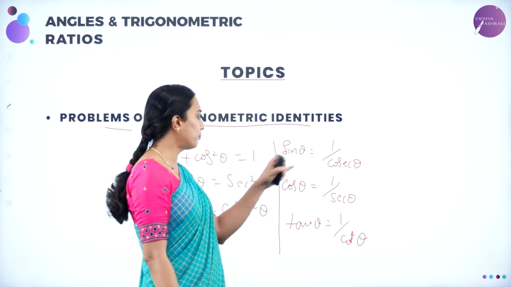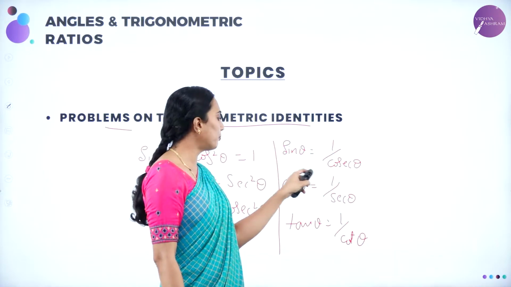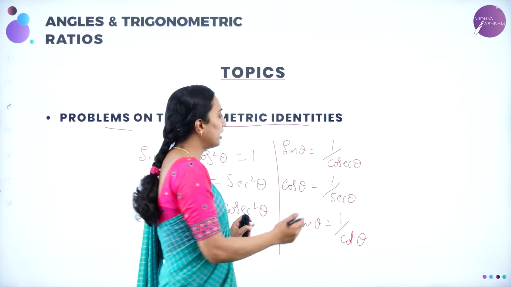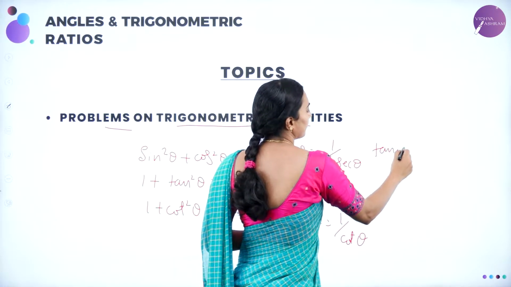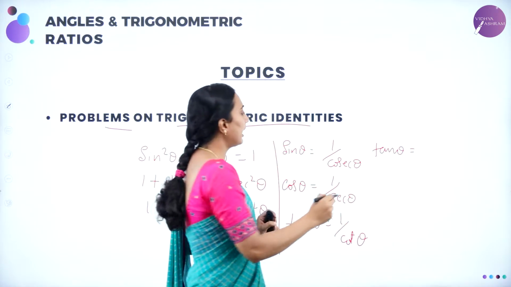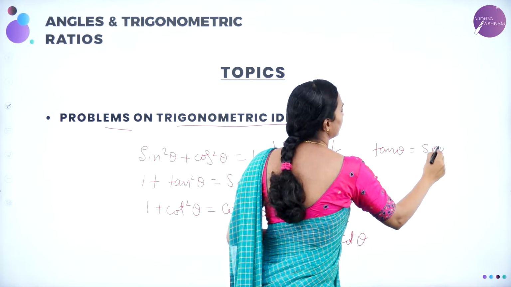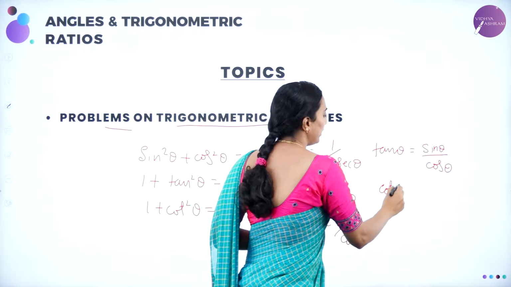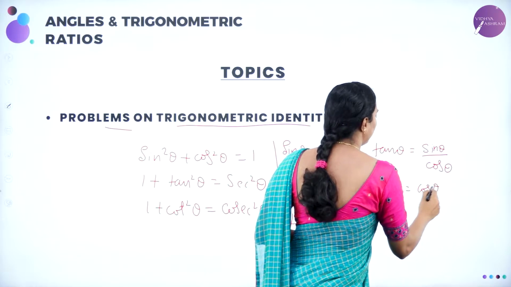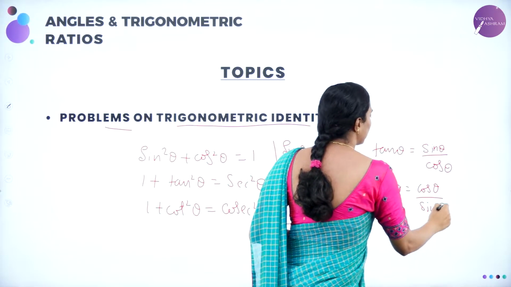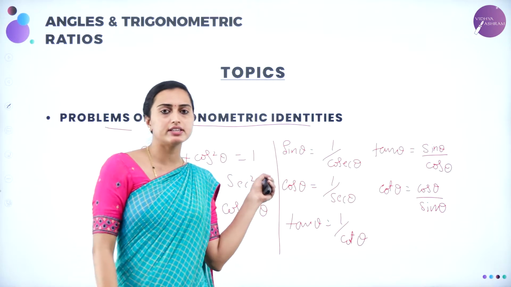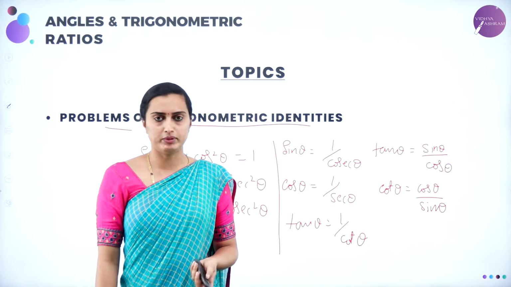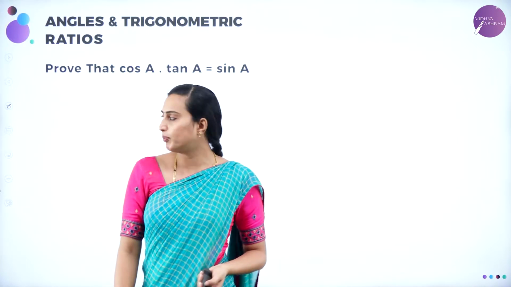Otherwise, vice versa. Reciprocal of sin theta is cosecant. Reciprocal of cos theta is secant. Reciprocal of tan theta is cot theta. Similarly, tan theta is equal to sin theta divided by cos theta. Similarly, cot theta can also be written as cos theta divided by sin theta. So all these trigonometric identities and also reciprocals of the trigonometric functions you should know to solve the problems. Understood? So, we'll move on to the problem now.